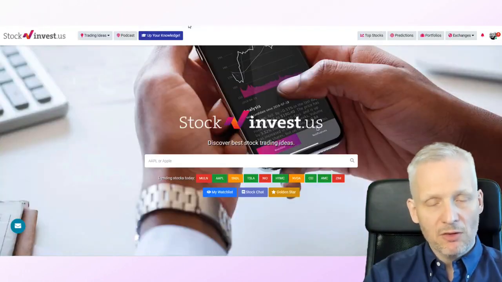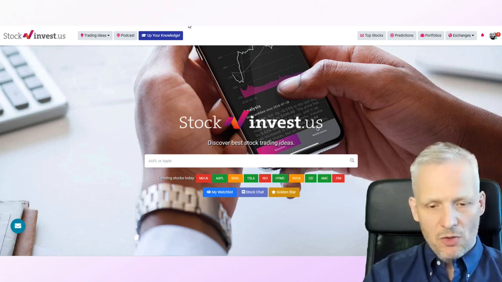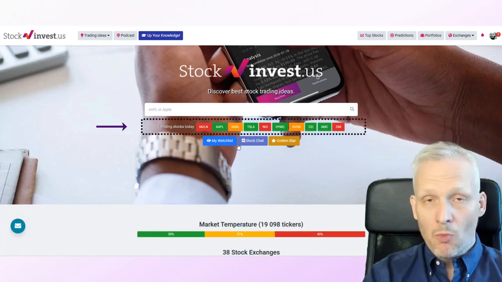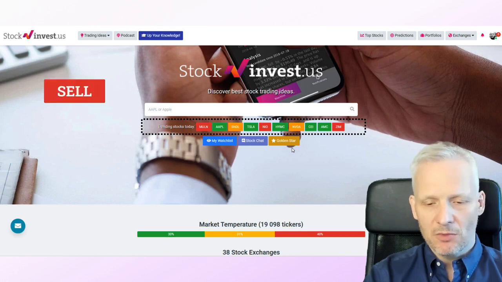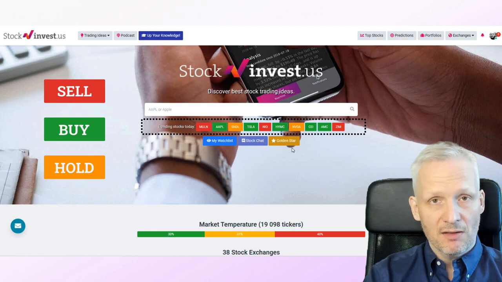Let's start straight on the front page. On the front page there are two tools which I like a lot. The very first is called Trending Stocks Today. These are stocks that are popular. More important for me, however, is the coloration. You can see some are red, some are green, some are orange. This means that we have given the red candidate a sell evaluation, the green a buy evaluation, and the orange is just a hold.